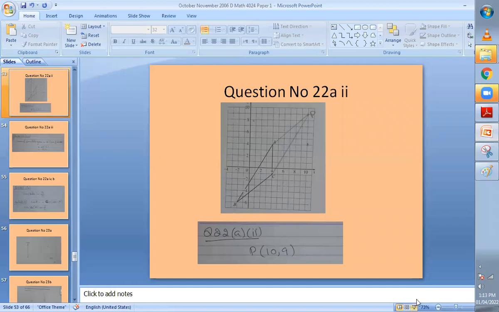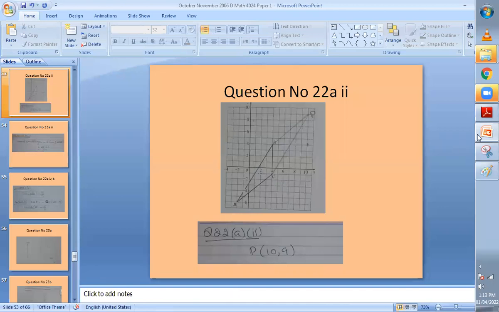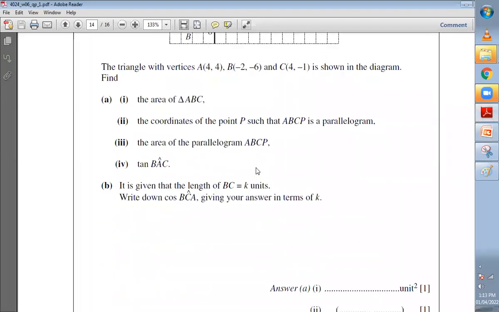So here you can see I have already solved it. So this will be the shape which you will get because you made this and this parallel, this and this parallel. So the coordinates of the P will be 10, 9. Hopefully you understand. Okay, so let's check what's the next part they are asking for.